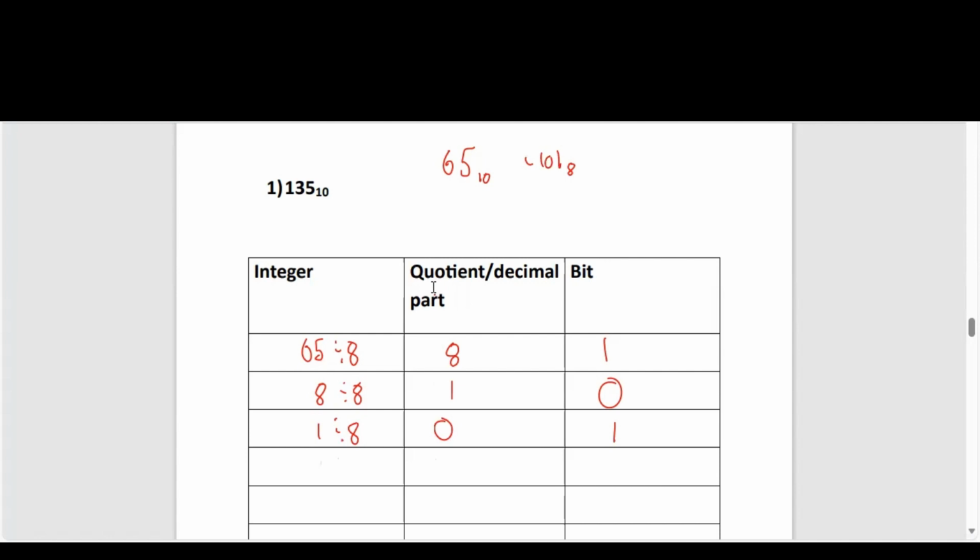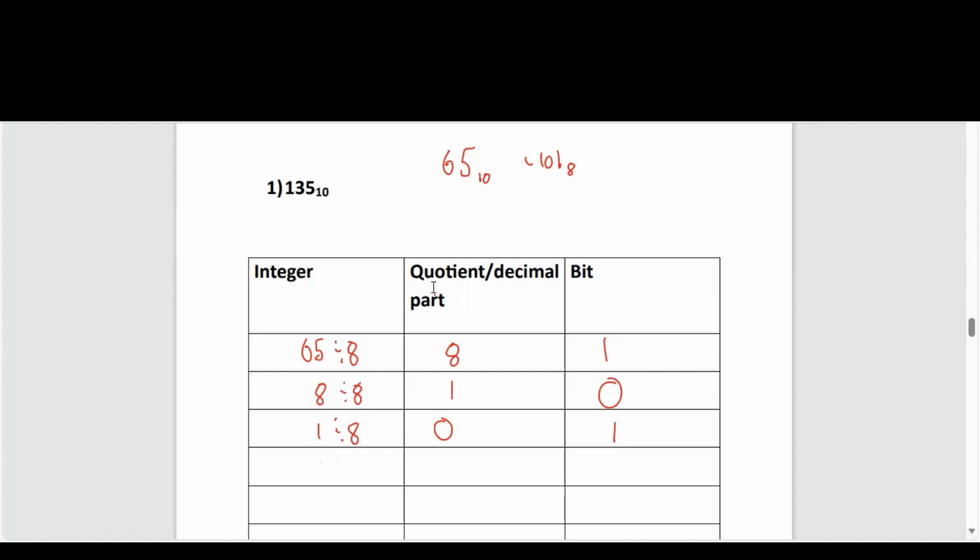You're just dividing, and you write the quotient. The quotient is what you use to do the next step again. Once you do the quotient, you write the remainder. The remainder is basically what goes into the number. If you're converting to binary, you'll notice that the remainder is only ever 1 or 0.